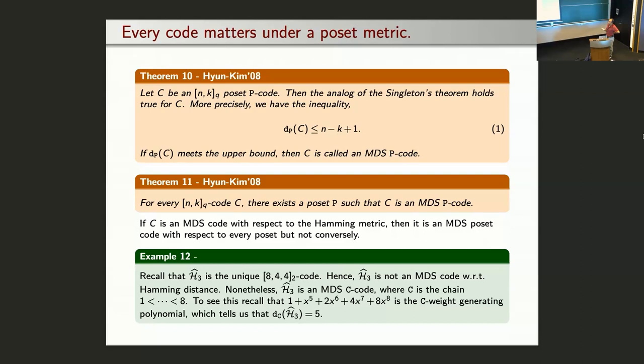What's striking here is that Nguyen and Kim were able to show this theorem: give me any old code C with parameters n and k, and I can give you a Poset P for which your old code becomes an MDS code with respect to the Poset metric. This is quite remarkable, because if you care about MDS codes, this is the way to go. This tells you that you can produce a lot of MDS codes using Posets.